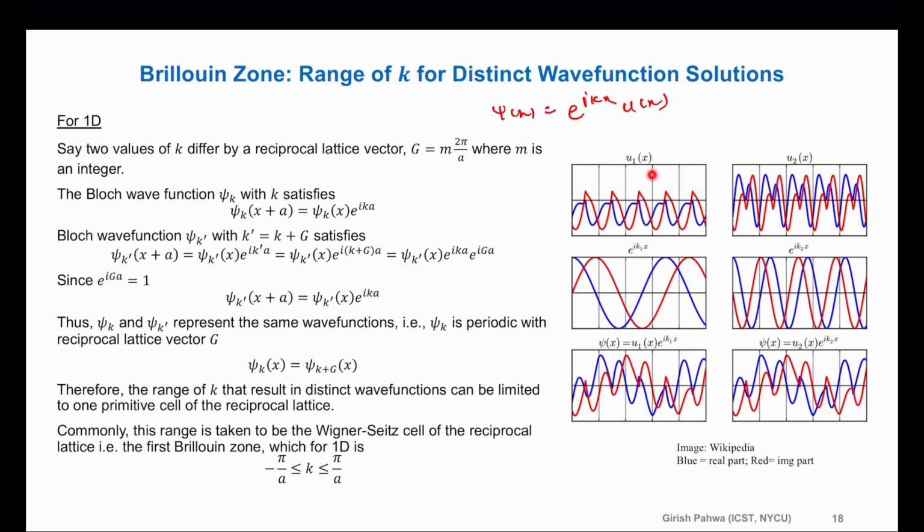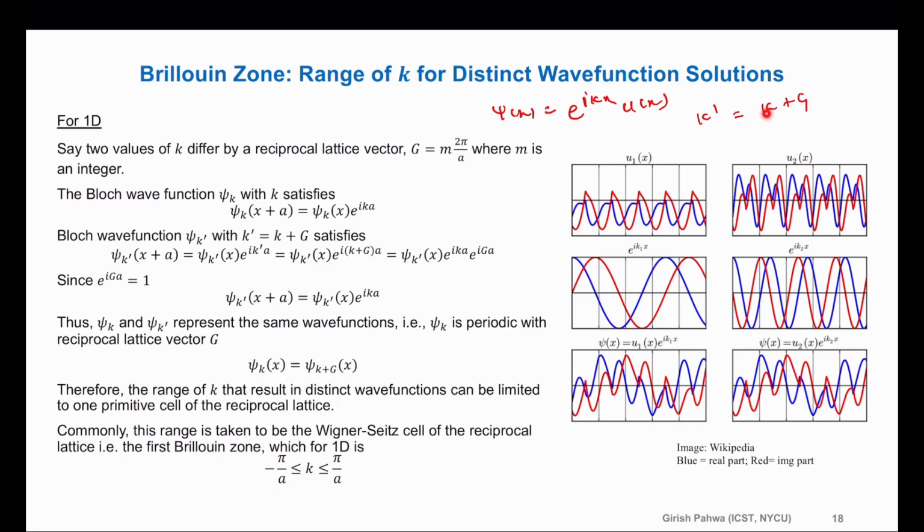Okay, and then you have e to the power iota kx, which will be like this, right? It will also have a real part and an imaginary part. One will be sine kx, other will be cos kx. So that's why there is some phase difference here. And the product of the two will give you the psi, which is like this, u1 of x into e to the power iota k1 x. Now what I'm trying to show is that when you have another k dash, say k plus G, I know that the wave function has to be the same. I've already proved that. So this part has to remain the same.